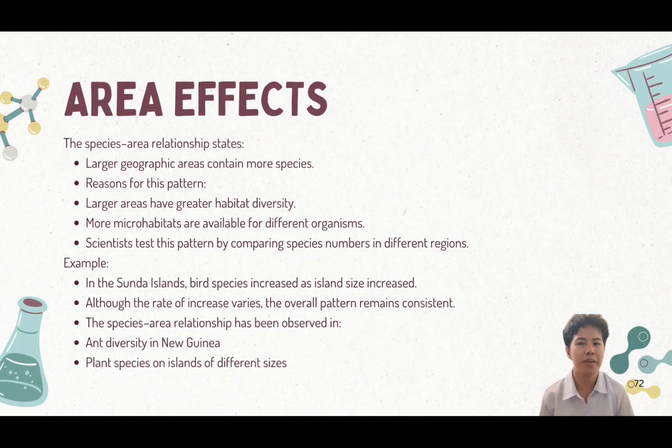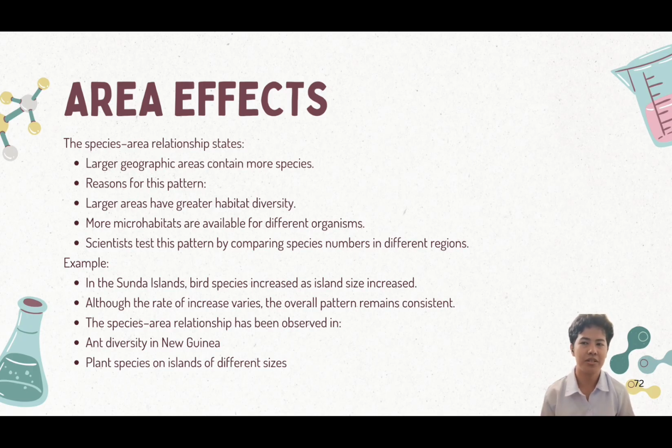Moving on to another topic, area effects. The species-area relationship states that larger geographic areas contain more species. The reason for this pattern is that larger areas generally have greater habitat diversity, with more microhabitats available for different organisms. Scientists test this pattern by comparing species numbers in different regions.